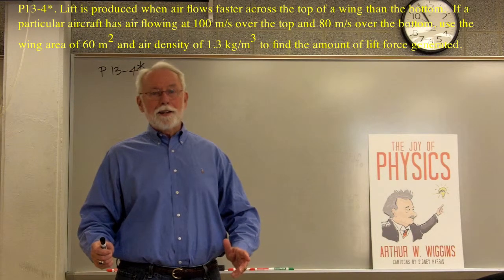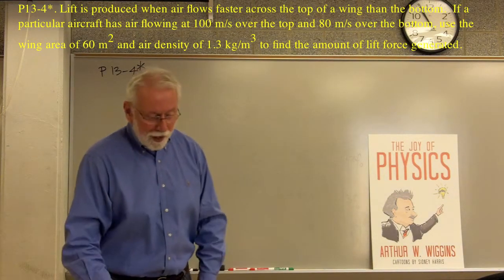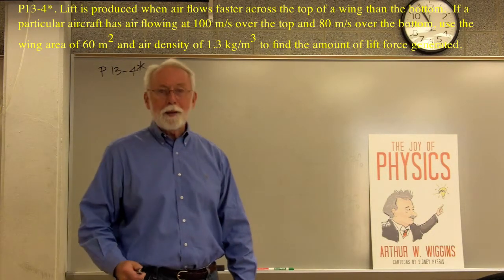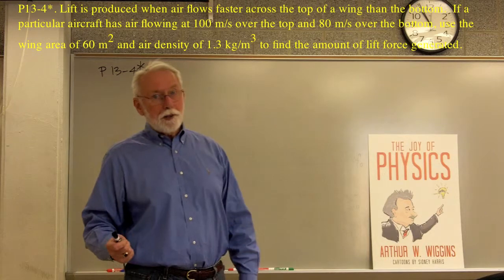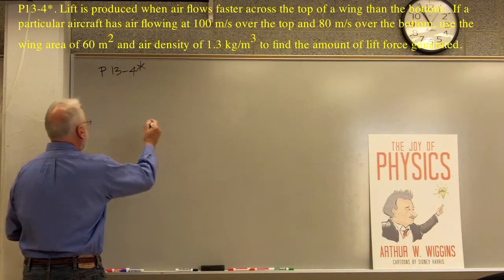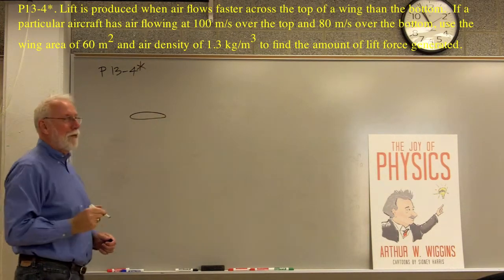Here's a problem I really like, because it gives me a chance to exercise some drawing skills. This is a Bernoulli problem. It says, lift is produced when air flows faster across the top of a wing than the bottom. So as a picture, we need to have a wing. So let's get a wing into this picture. And here's what a wing looks like in cross-section. How's that for a wing?